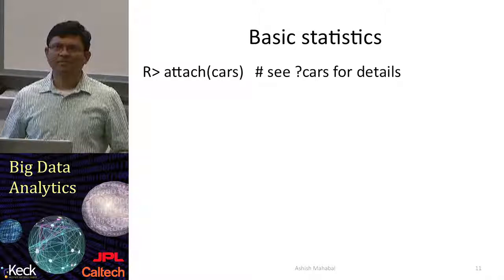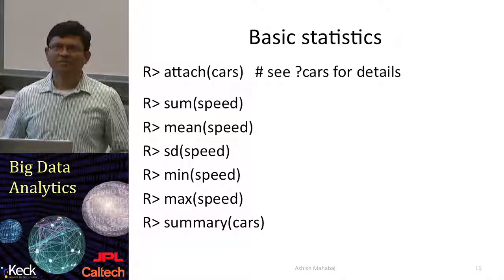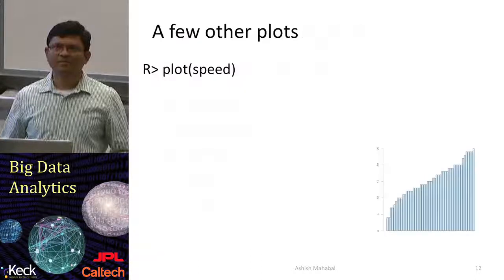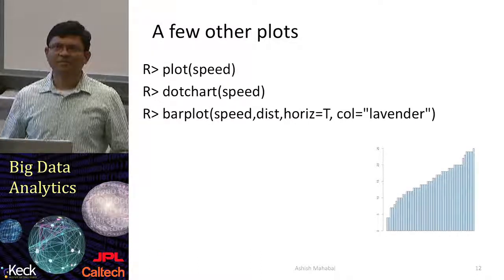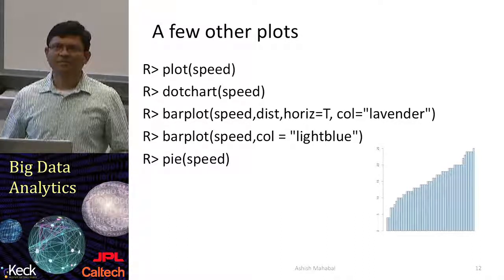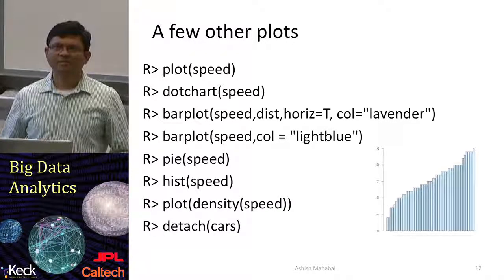So you can see a lot of basic statistics simply by attaching cars and then taking the mean of speed, which is one of the variables, or the max of the speed, or summary, and doing various things like a dot chart of it, or a bar plot of it. And you can give various colors to it, or you can get a pie chart of speed. So these are things that you can explore on your own. I'm just showing some of them to you so you can get the idea. And when you don't want the variables from cars to be there, you can simply detach those.